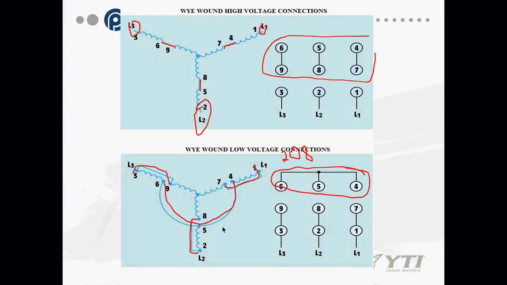What did we just do there? What happened to those windings when we went from the high voltage to the low voltage setup? What did we do? Look at this electrically. What did we do?